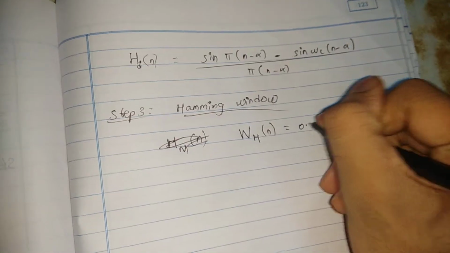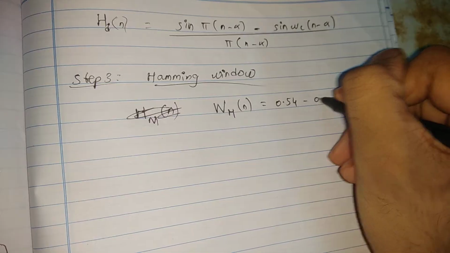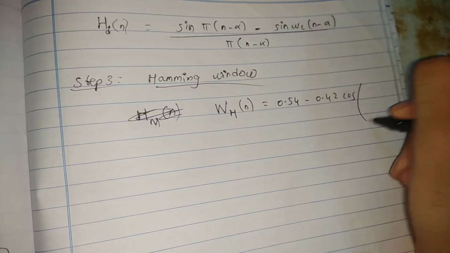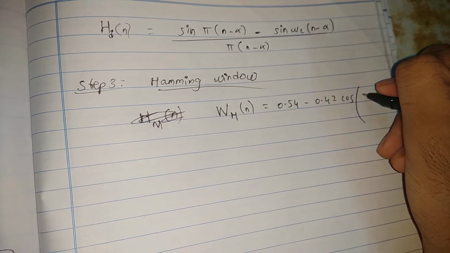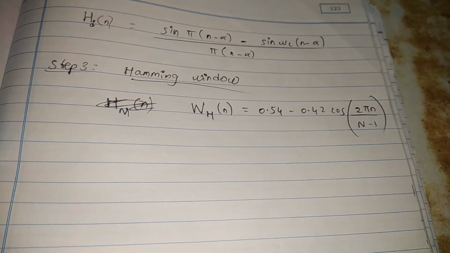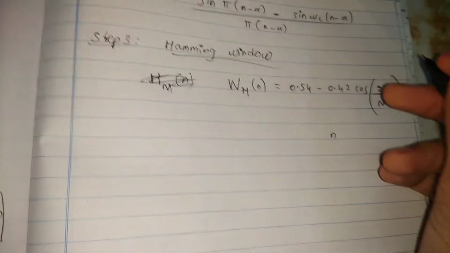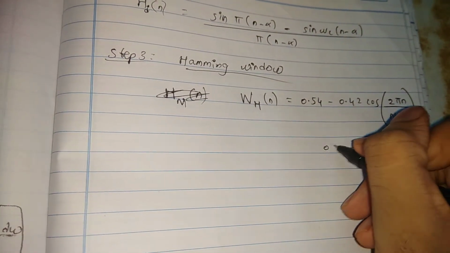So the equation goes as 0.54 minus 0.42 cos of 2 pi n upon N minus 1. This is the equation. So this is the equation 0.54 minus 0.42 cos of 2 pi n upon N minus 1, where small n ranges from 0 less than or equal to n less than or equal to N minus 1.